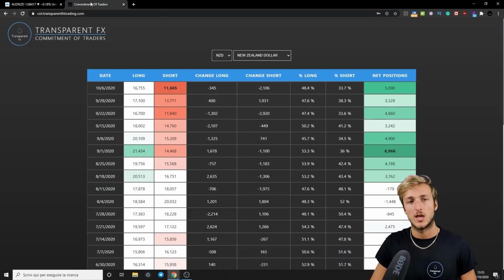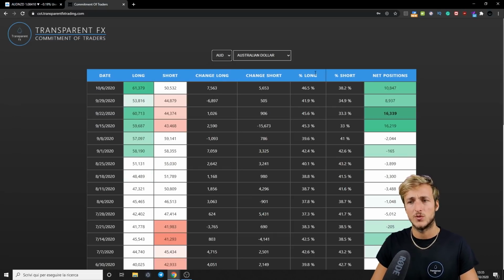Now let's go and see what we have from a COT perspective, so commitment of traders, to see what hedge funds are currently doing on this pair. Starting from the AUD, we can see that with the last report, hedge funds have opened 7.5K long positions and opened at the same time also 5.6K shorts, bringing the net positions from the 16K that we had here all the way down to 10.8K. So definitely net positions are decreasing on the AUD.